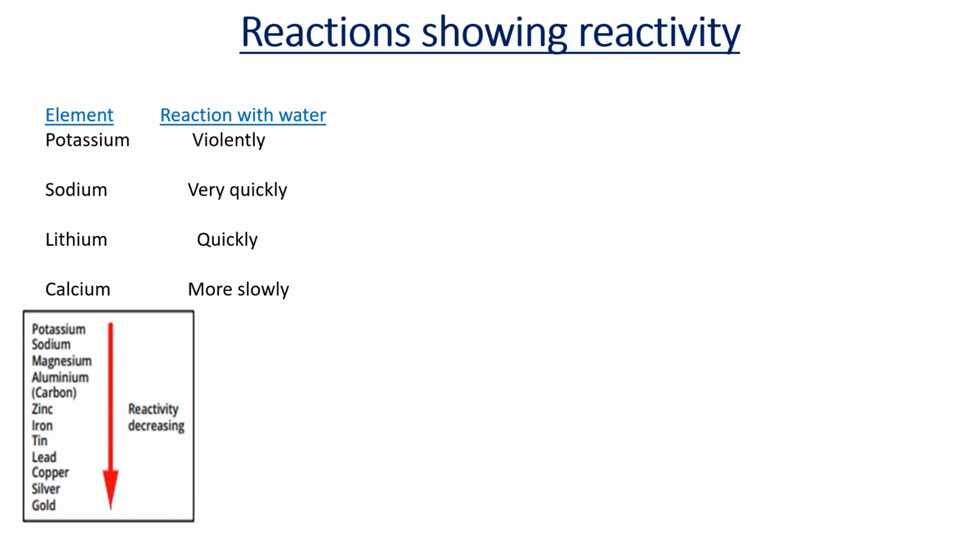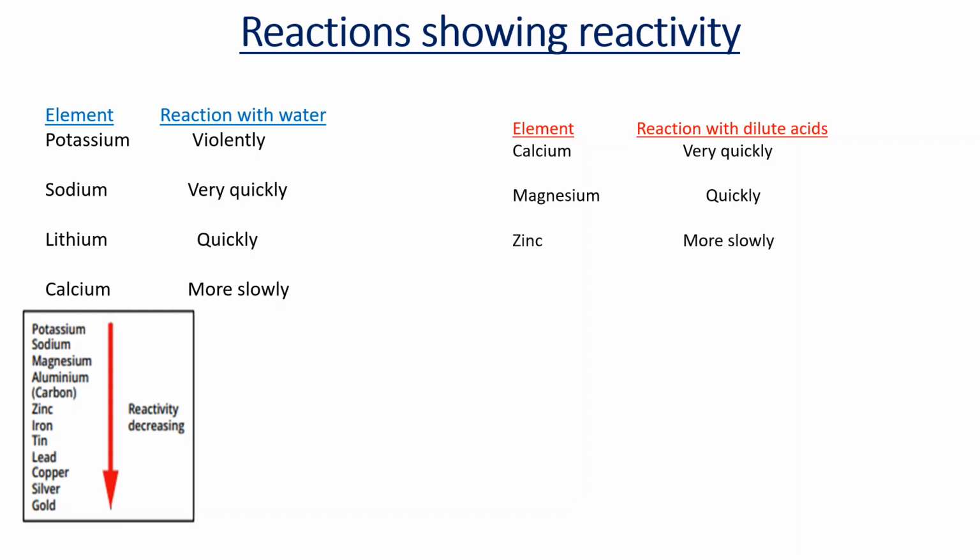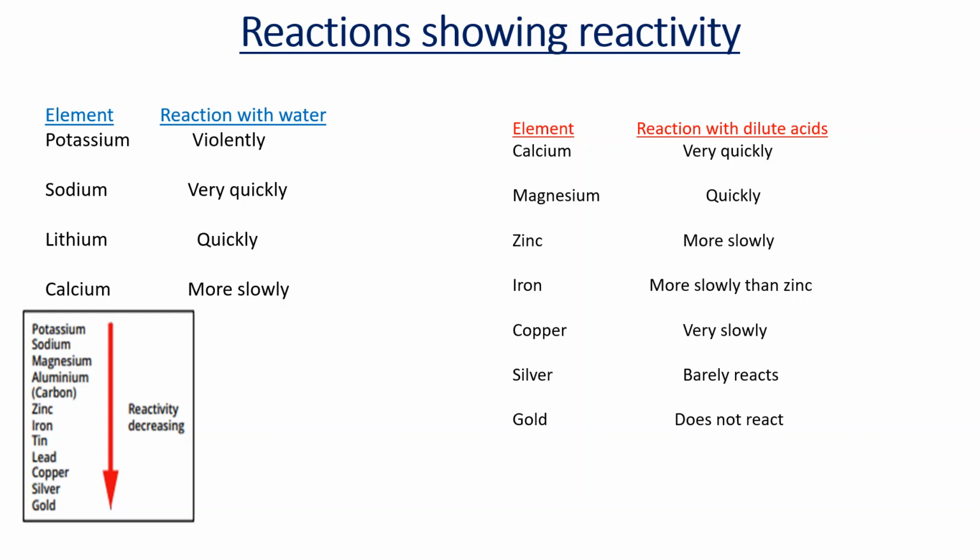Another reaction which proves this reactivity series is how metals, more commonly transition metals as opposed to the alkali metals, react with dilute acids. Whereas calcium reacts with water very slowly, calcium's reaction with dilute acid is actually very quick. Below that is magnesium, and now following this reactivity series, we see that zinc reacts more slowly than magnesium, iron even more so, copper even more so, silver hardly reacts, and gold, no reaction, completely stagnant.